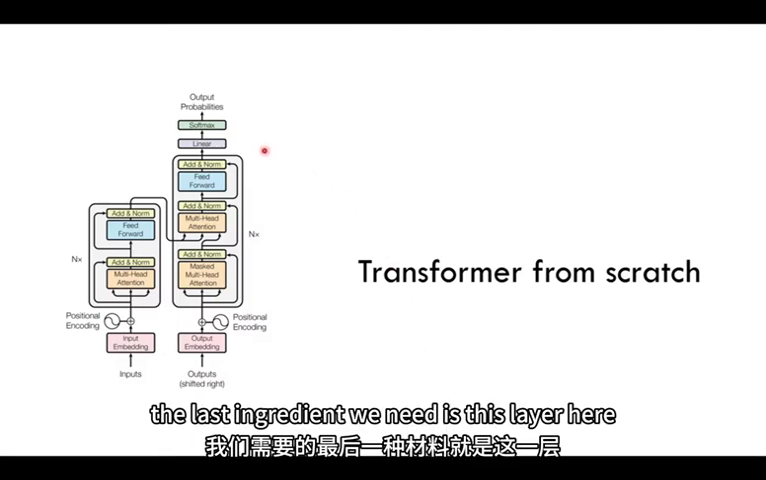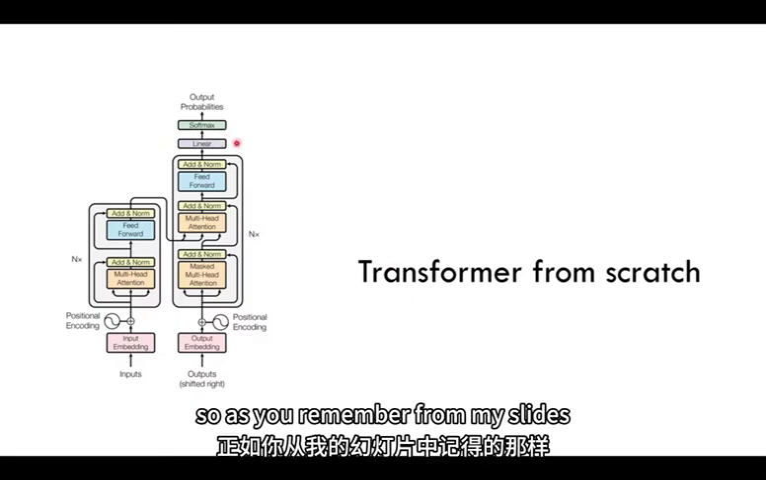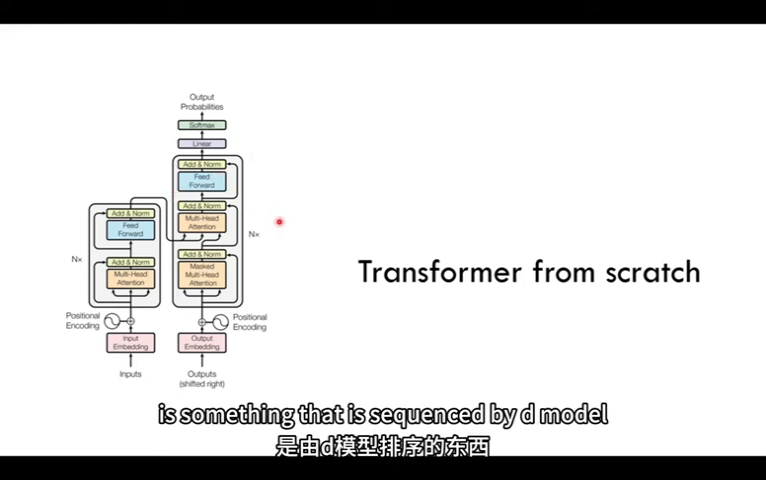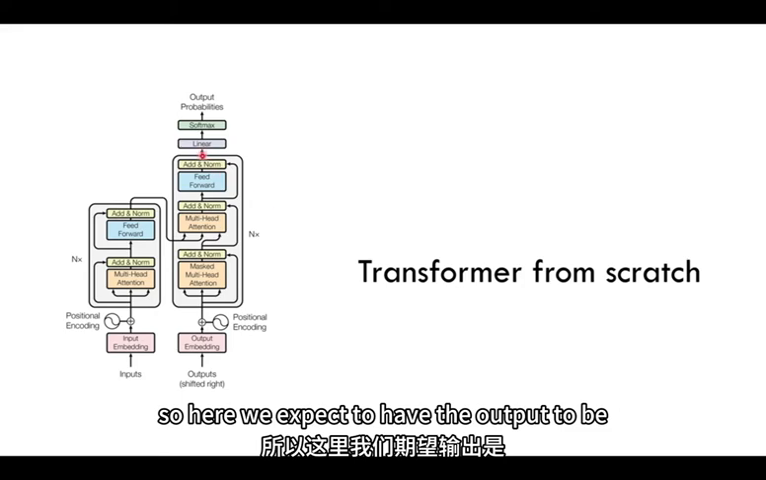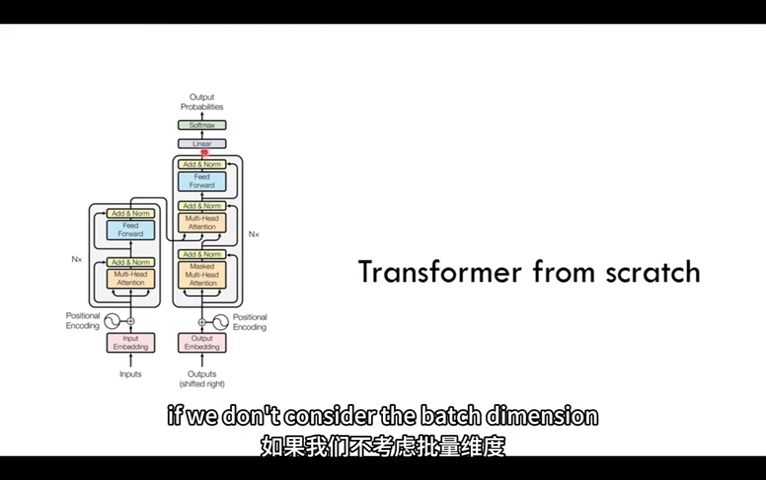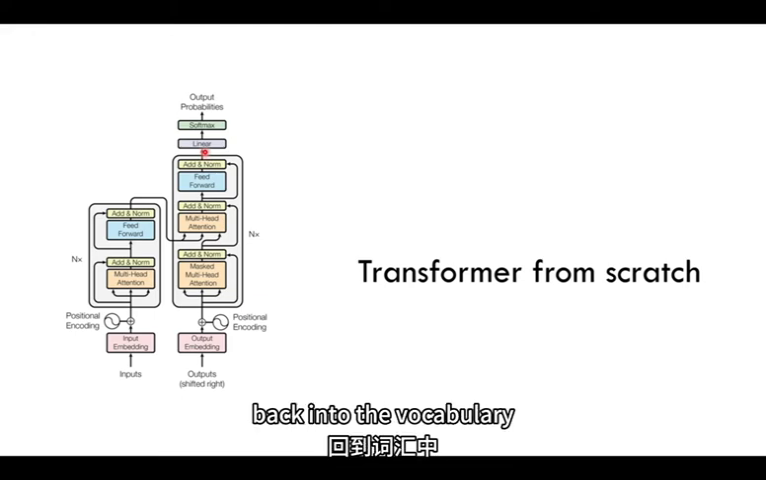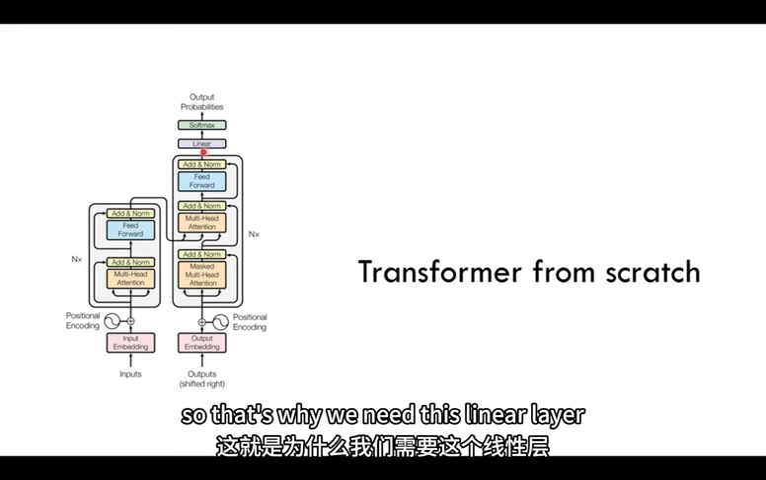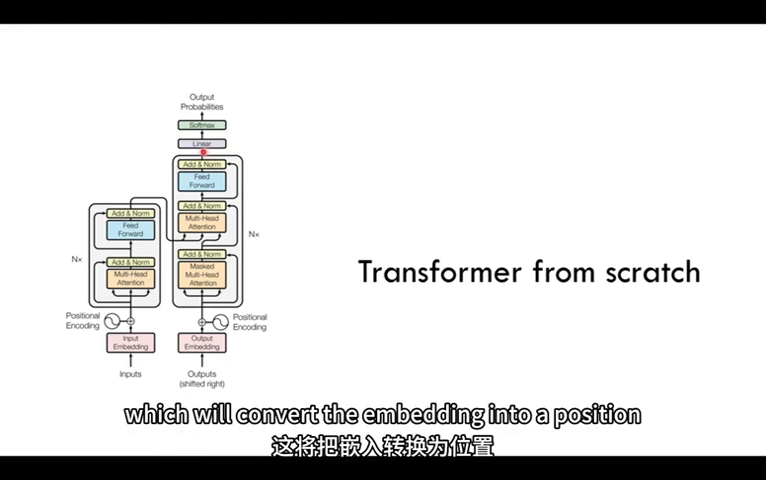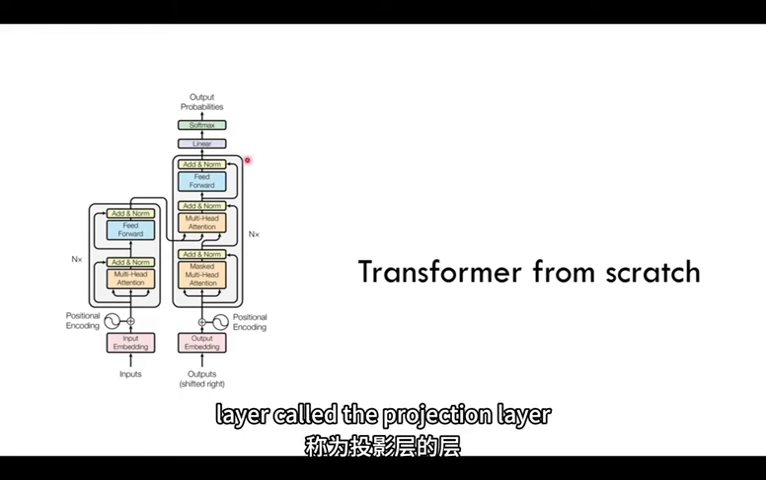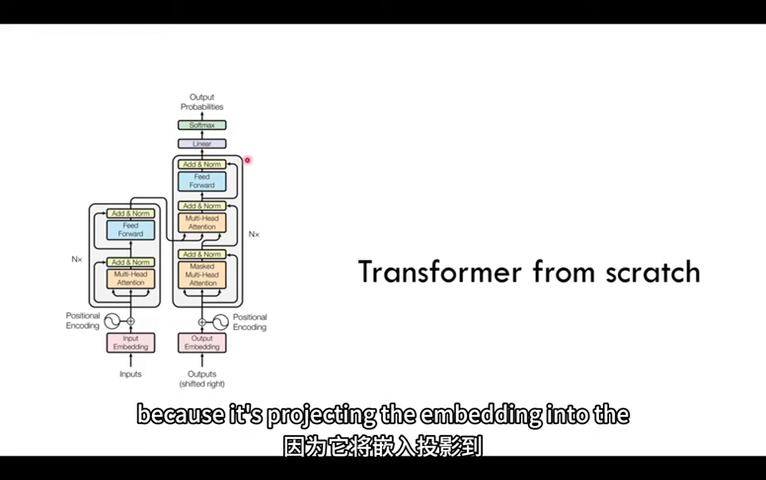The last ingredient we need is this layer here, the linear layer. As you remember from my slides, the output of the multi-head attention is sequence by d_model. So here we expect the output to be sequence by d_model if we don't consider the batch dimension. However, we want to map these words back into the vocabulary. That's why we need this linear layer, which will convert the embedding into a position of the vocabulary. I will call this layer the projection layer because it's projecting the embedding into the vocabulary.